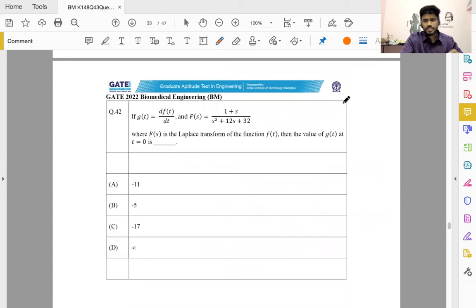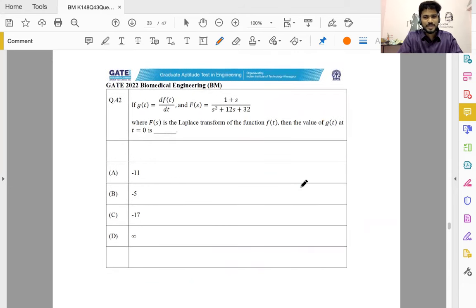So we had lots of issues with this question. G of t is given. We know initial value theorem, final value theorem in and out. And we do it, we got infinity, and the key says it's minus 11. So where are things going wrong? Anyone figure out? Actually, this is a candidate for a possible contention.